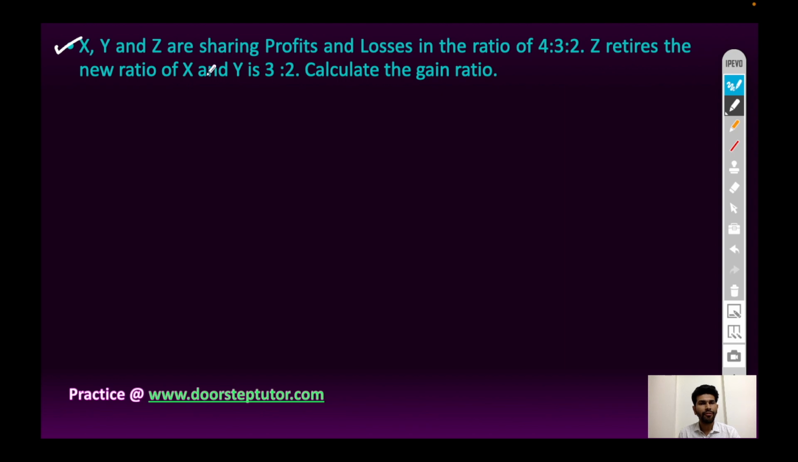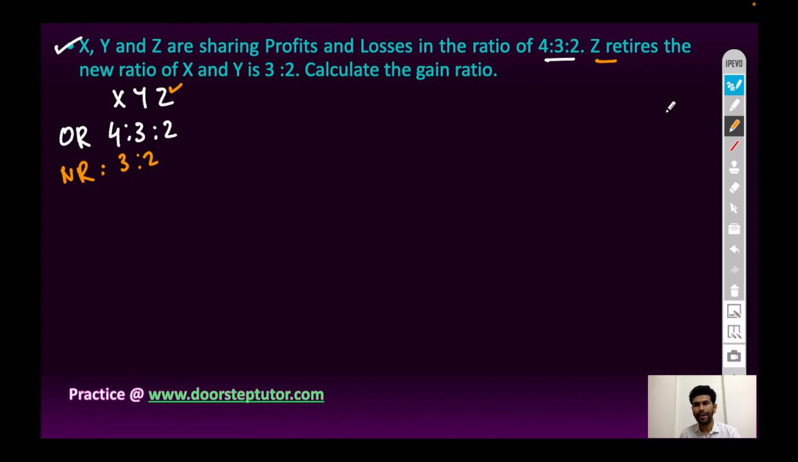Next, X, Y, and Z are sharing profit and losses in the ratio 4 is to 3 is to 2. X, Y, Z are old partners. Their old ratio is 4 is to 3 is to 2. Z retires. The new ratio of X and Y is 3 is to 2. Calculate gain ratio.